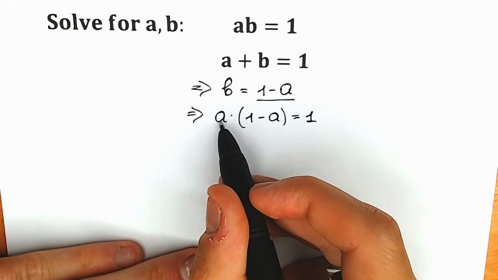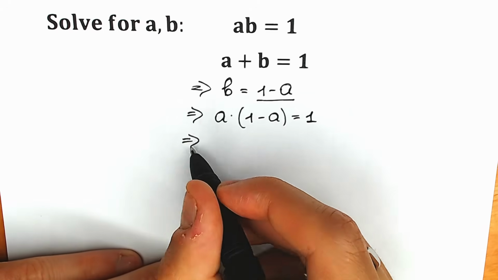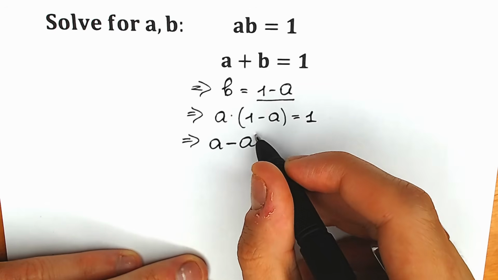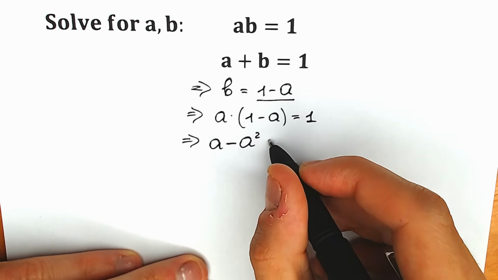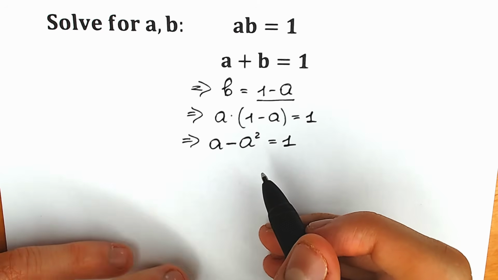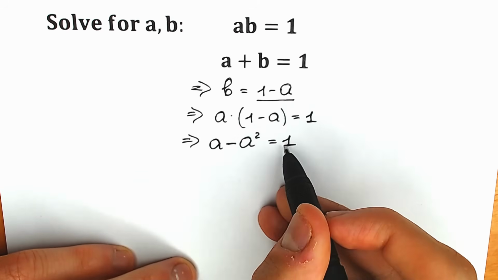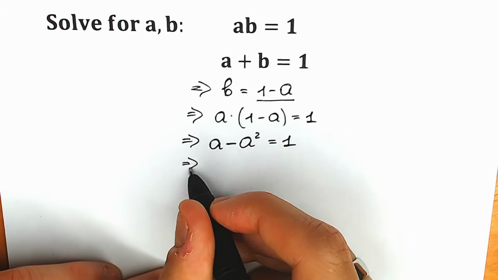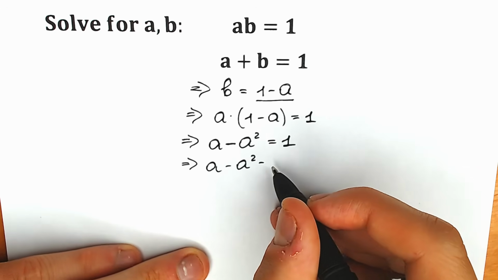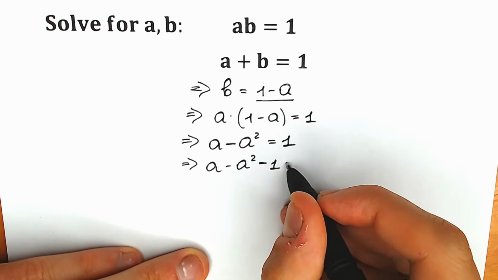First of all, let's multiply this a by these parentheses. As a result, what do we have? We have a minus a square equal to 1. Right now, if you look closely, this is our quadratic equation. Okay, so let's change the order a little bit. Let's write this one on the left side. So we have a minus a square minus 1 is equal to 0.